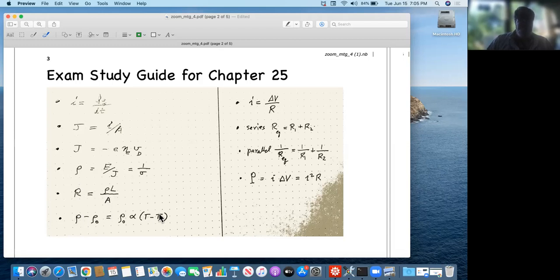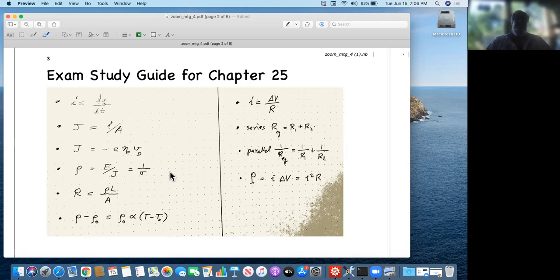There's an equation relating resistance to temperature. This is Ohm's law. It relates the current in the wire to the potential difference along the length of the wire. These are the equations that show how to combine resistors in series and resistors in parallel. And finally, the power. The power, for example, the power dissipated as heat in a resistor is I squared R.